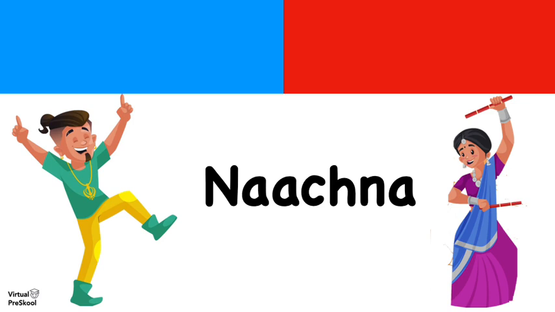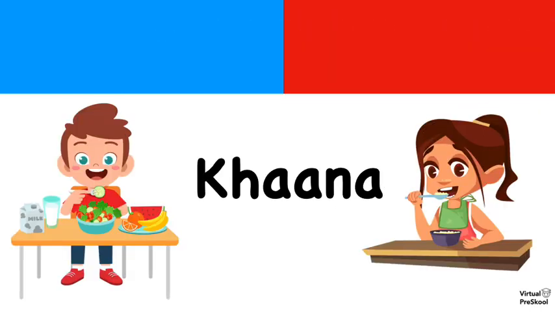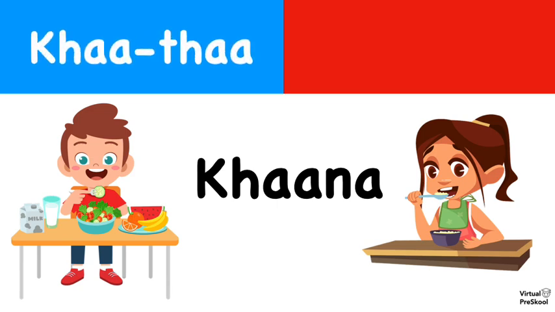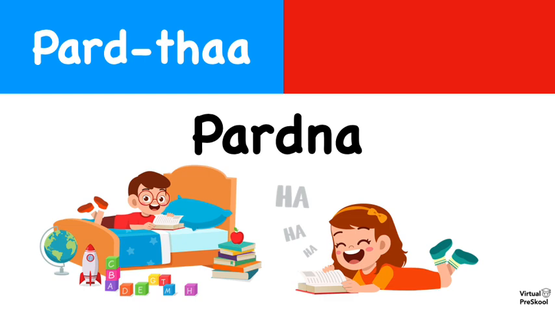Let's do to dance. To dance is nachna. What would a boy say? Nachta or nachti? Nachta. What would a girl say? Nachti. To eat is khaana. What would a boy say? Khaata or khaati? Khaata. And what would a girl say? Khaati. To read or to study is padhna. What would the boy say? Padhta or padhti? Padhta.